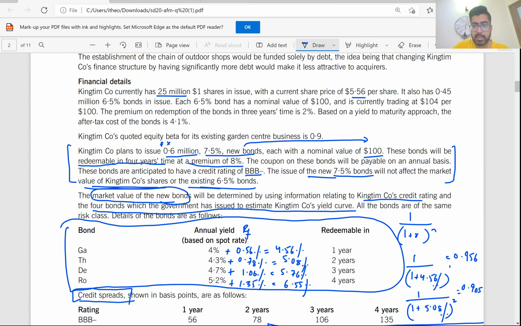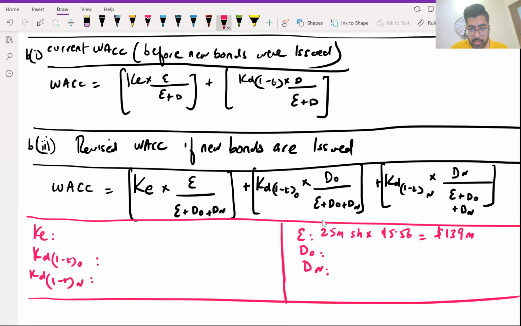Now, market value of old debt. 45 million was the bond's book value, trading at 104 per 100. So the existing bond is 45 million, trading at 104 per 100, which is 46.8 million. This was also not changing.